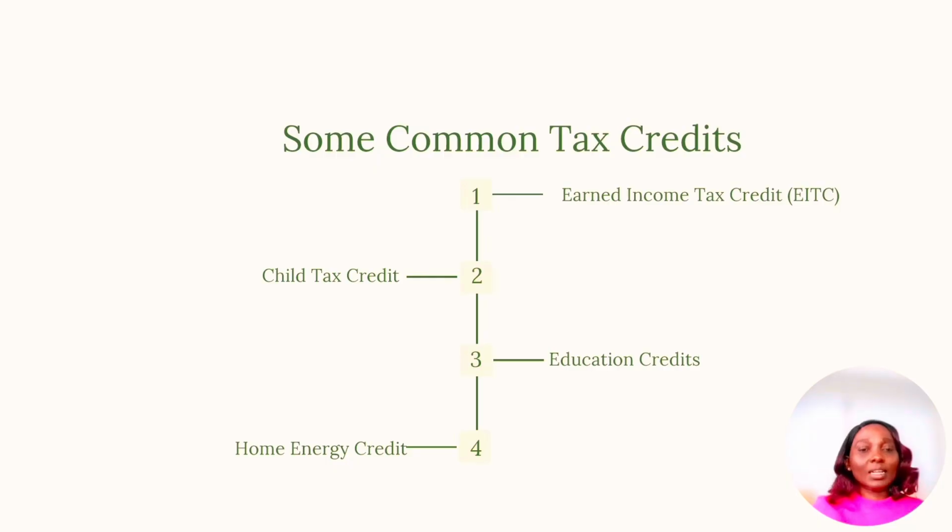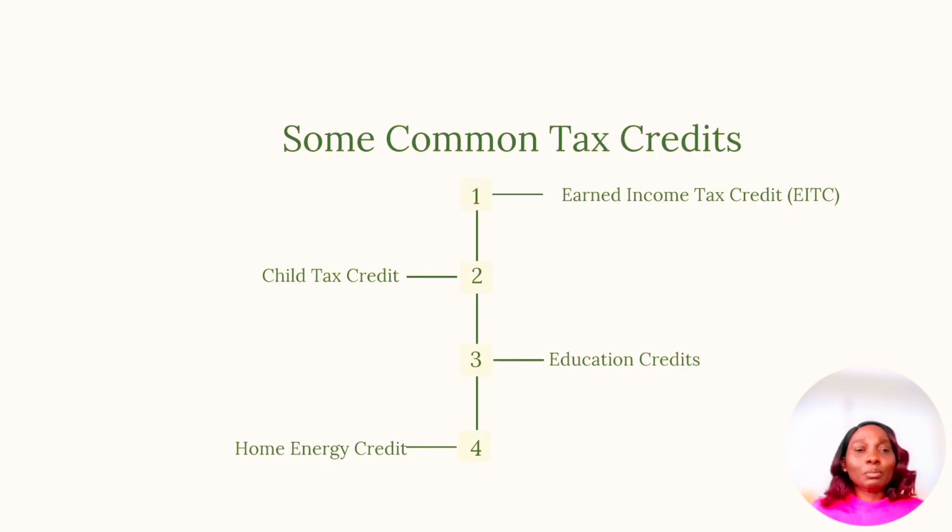Now let us switch gears to tax credits. Tax credits are incentives provided by governments to encourage certain behavior or activities deemed beneficial to society. Unlike tax deductions, which reduce the taxable income, tax credits directly reduce the amount of taxes owed. In other words, tax credits provide a dollar for dollar reduction in your tax liabilities. There are various types of tax credits.